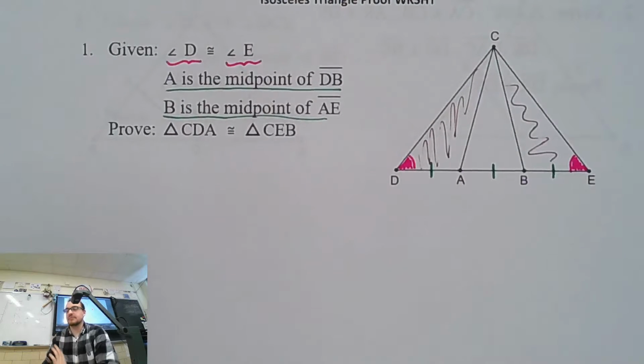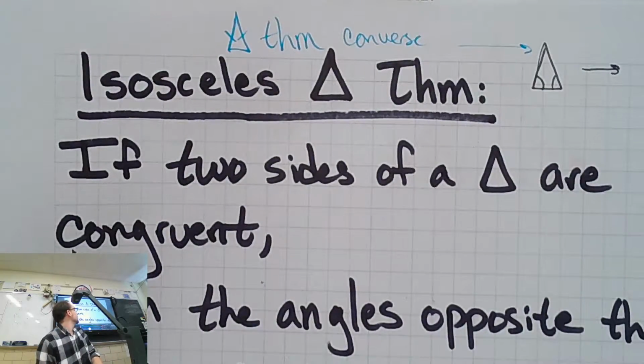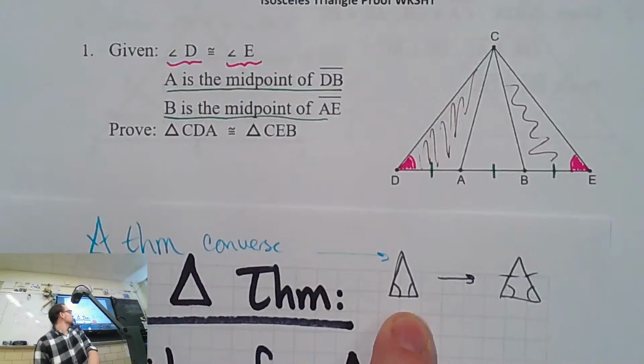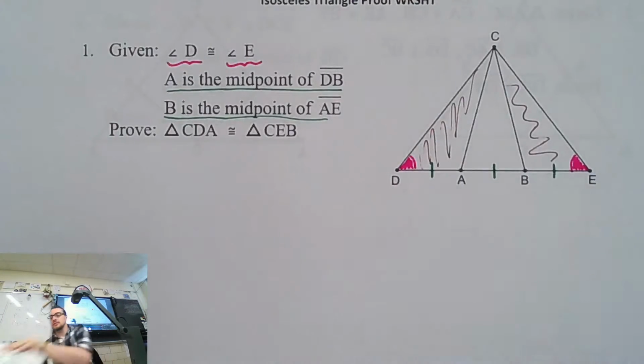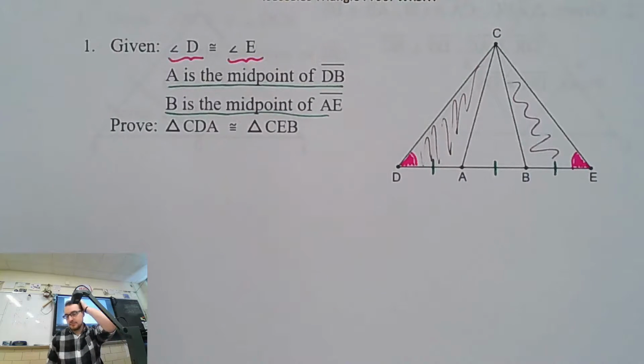I'll give you a hint. Isosceles triangle theorem states that if two sides of a triangle are congruent, then their opposite angles are congruent. The converse is that if we have angles congruent, then the sides are congruent. What do you see? Take some time to look at it. There's a couple ways to look at this diagram. You might not see it right away. Don't forget to look at the big picture.